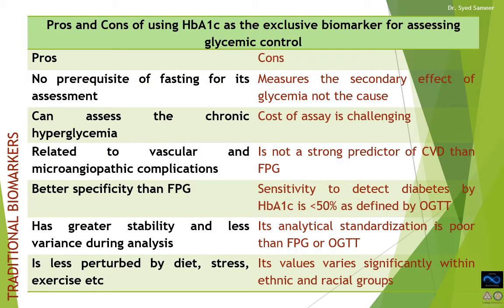There are certain pros and cons of HbA1c for using it as an exclusive biomarker for assessing the glycemic control. Here you will see most of the pros are listed. The important one is that there is no prerequisite of fasting for doing the HbA1c test, and it can assess the chronic hyperglycemia. It is better in specificity than the FPG, and it is not perturbed by the diet, stress, or exercise. These are most of the pros which are in favor of HbA1c to be used as a gold standard for the diagnosis of the glycemic control in conjunction with FPG clinically.